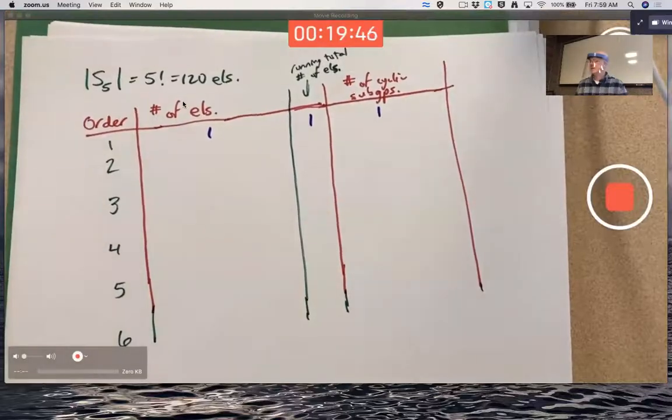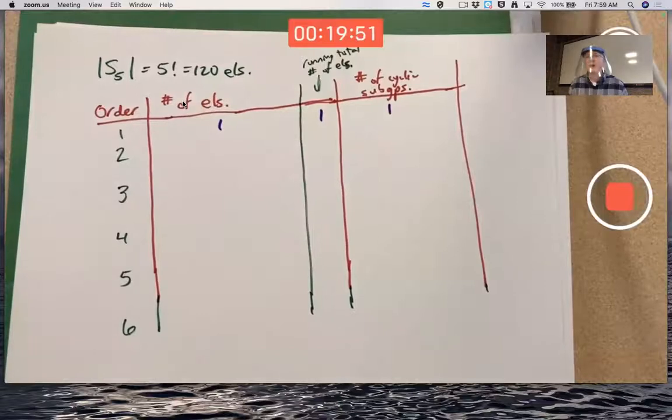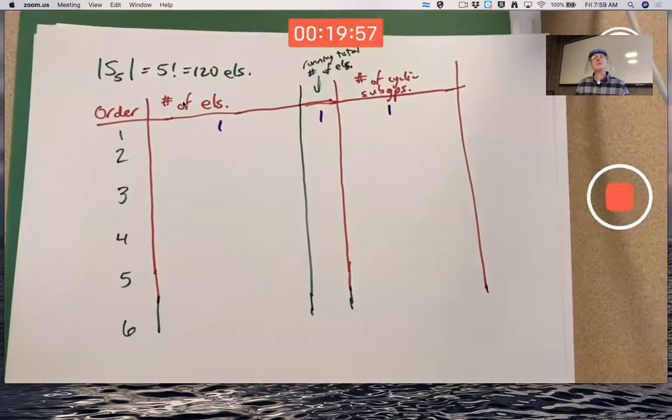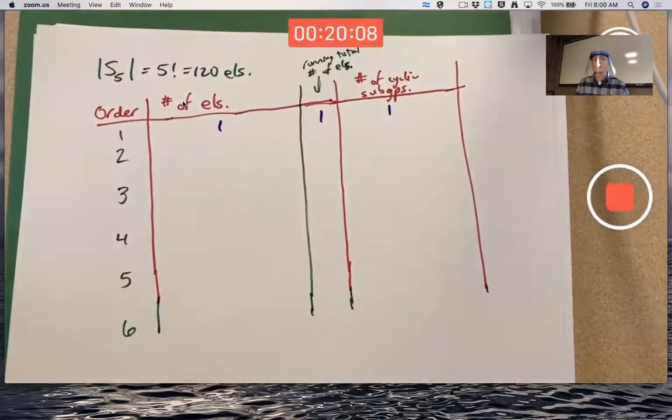All right, so let's go through this. Obviously, you wouldn't have a problem this long on the exam, but maybe part of a problem like this. Maybe I'd ask you, instead of finding all the numbers of elements of the various orders in S5, find the number of elements of order 4 or something like that, or 2 or 6.